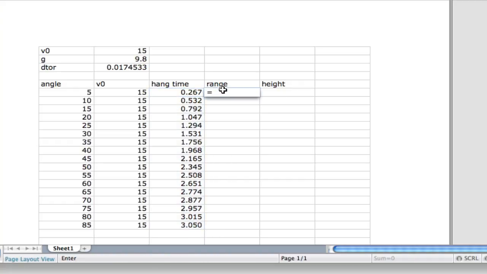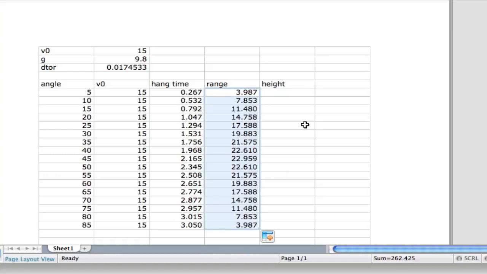Now, let's do the same calculation for the range. So that's going to end up being V0, and we'll square it, let you see that better, times the sine of, and again it's going to be 2 times my angle times my conversion, so that whole thing, and then I'm going to divide that by 9.8, like that. And again, let's take it to 3 decimal points. We go ahead and fill that in, so we get every single one of those.